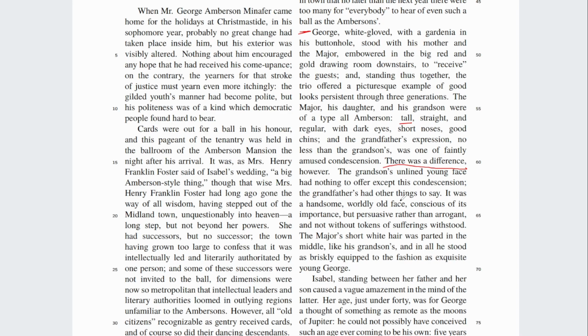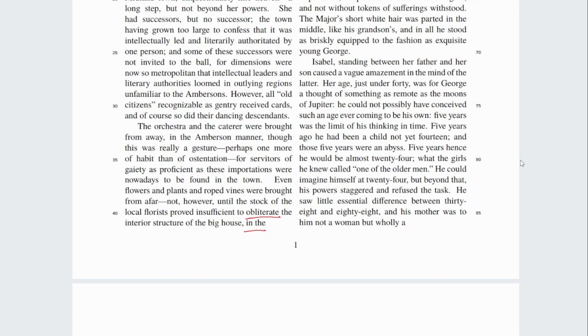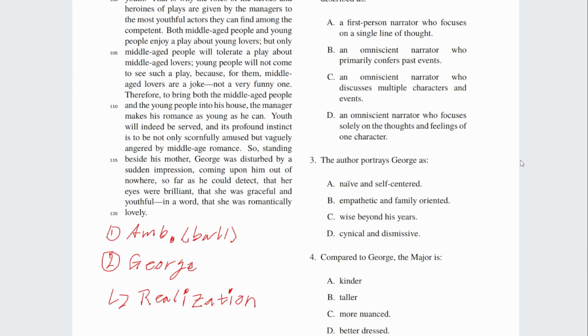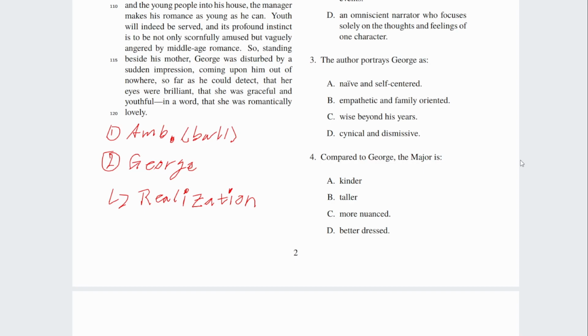And this part, in lines 60 through 63, really supports this idea that the major is more nuanced than George, right? They seem to be the same height. We don't really know whether they're kinder or taller. We also don't know whether they're the same height, but we know they're both tall. And we don't really have much to say about who is dressed better. The impression seems like they're standing as a family, they're probably dressed about the same. But again, we don't really know.